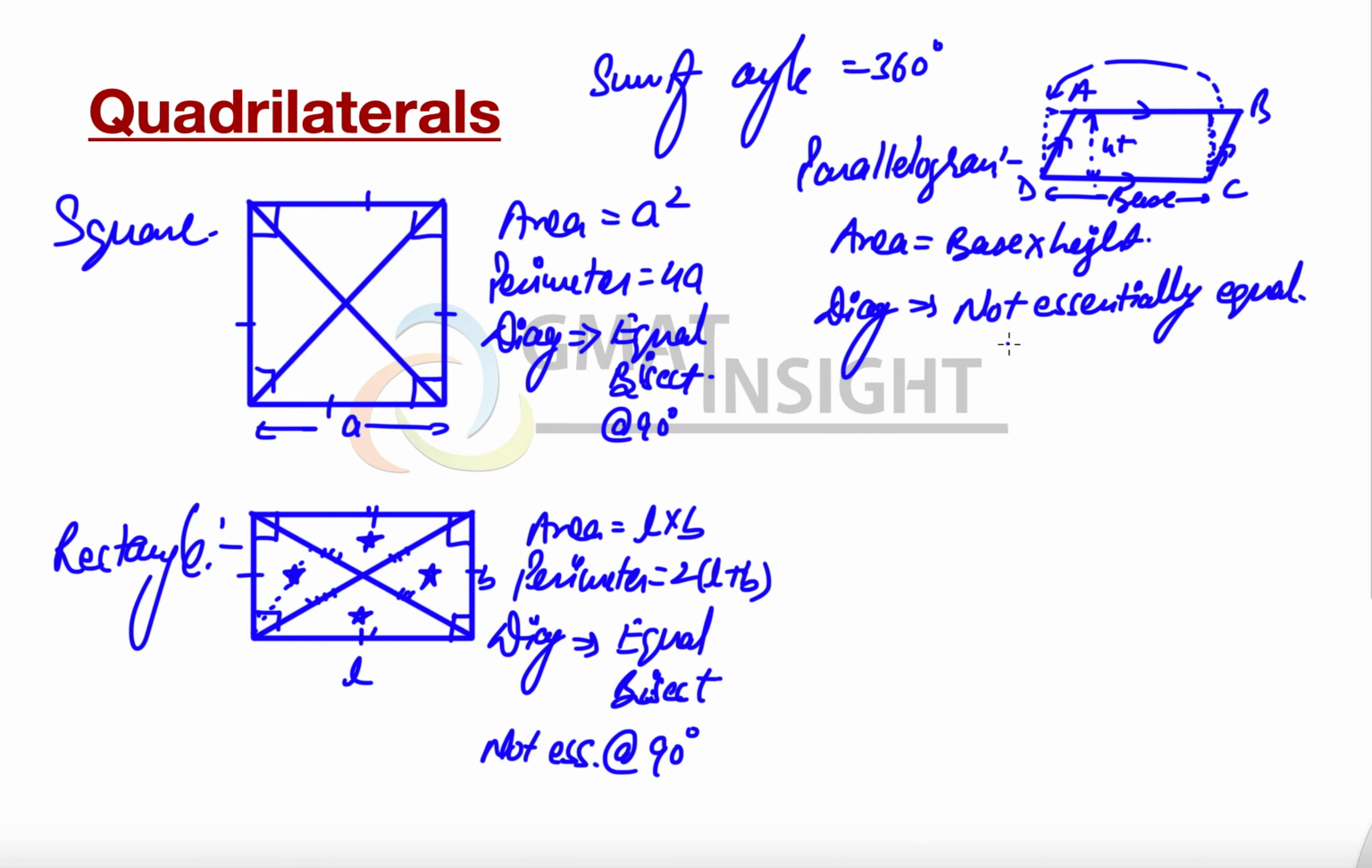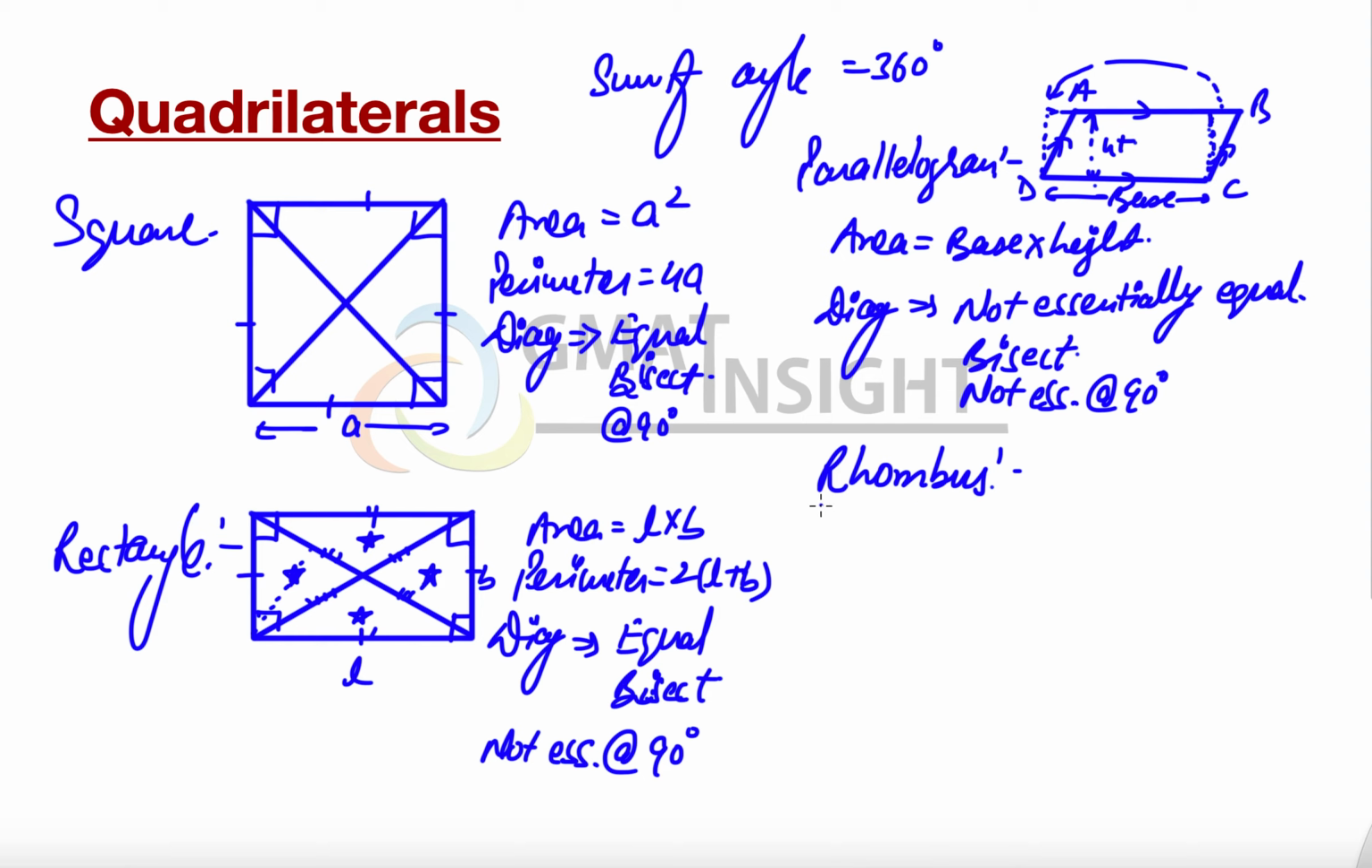The properties of diagonals, let's come back to the same point. They are not essentially equal. Do they bisect? Yes, they do bisect. Do they bisect at 90 degrees? The answer is no, not essentially at 90 degrees. So they may bisect at 90 degrees. And the question is, what if they do bisect at 90 degrees? Then we come across a new figure that is called rhombus.